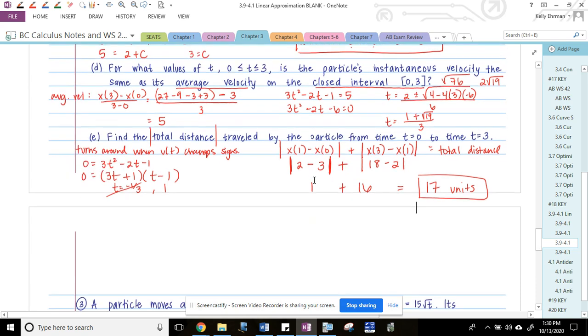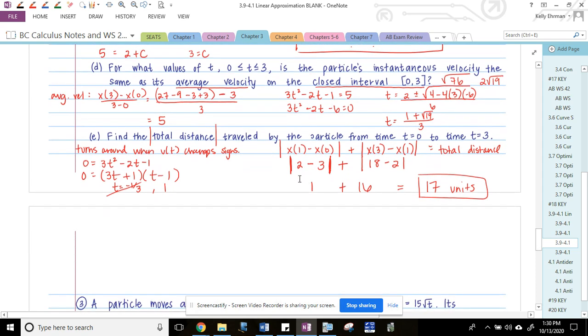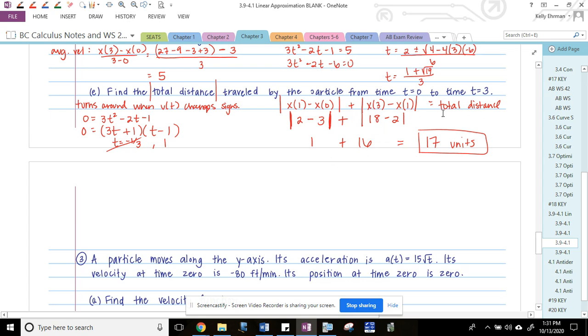Now, in a couple of days, we're going to talk about antiderivatives and integrals, and you'll be able to do the same thing where ultimately we want the integral of the absolute value of the velocity, but I don't want to talk about that quite yet. But you could check that on your calculator if you know what I'm talking about, and the calculator will get very close to 17 with some extra decimal places carried out.